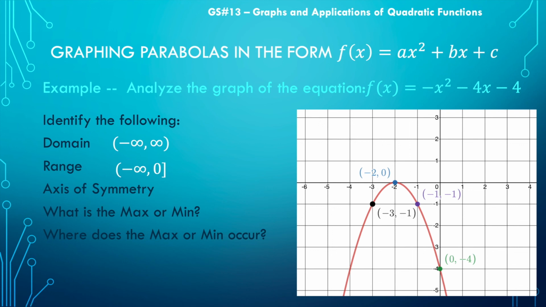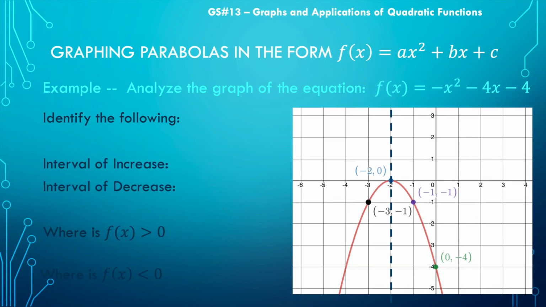Axis of symmetry, sketch it and name it. If I sketch it, I have that nice little dashed line there, and if I name it, it's x equals -2. Now, what is the max or the min? What is the high point or the low point? So this will be a high point because this graph is opening down. What is the highest y value that this graph reaches? That will be a maximum of 0. And where does that occur? Well, that max occurs at an x value of -2.